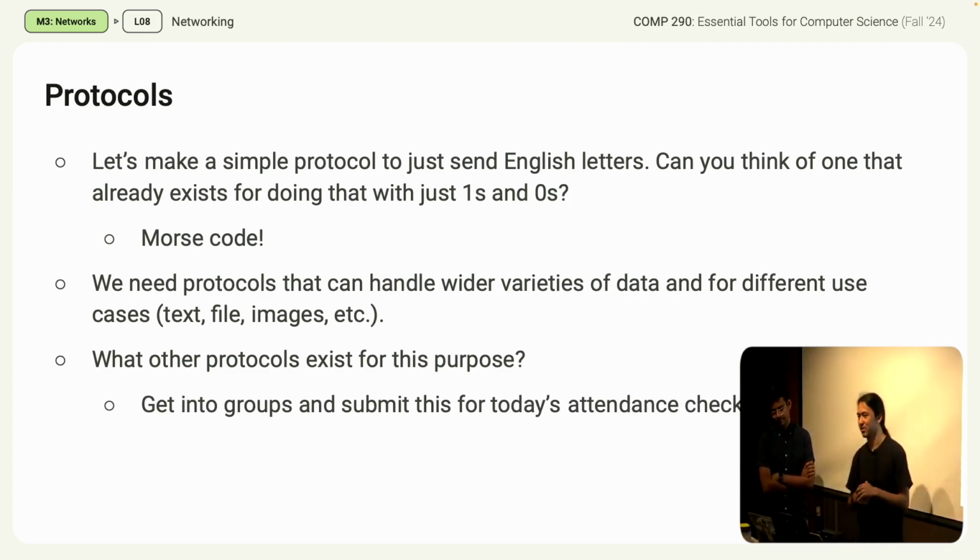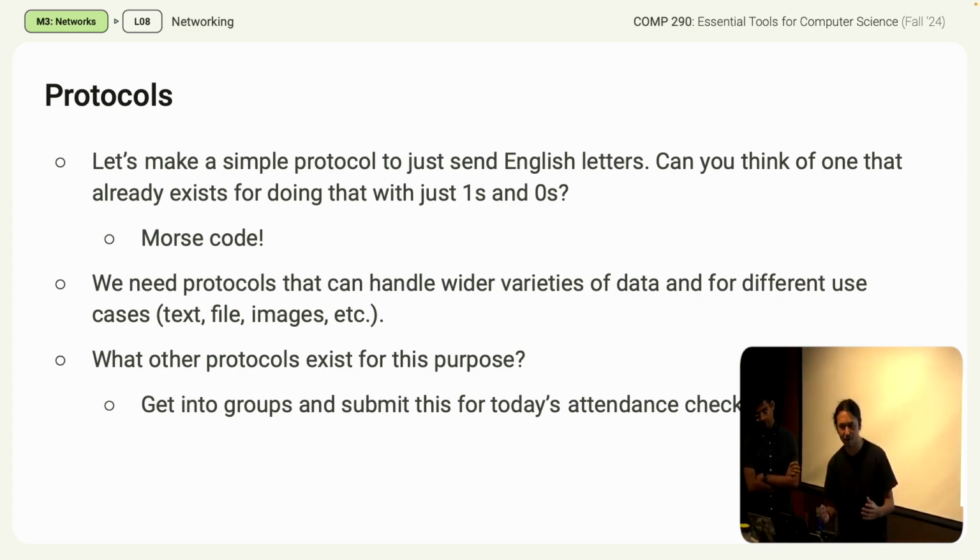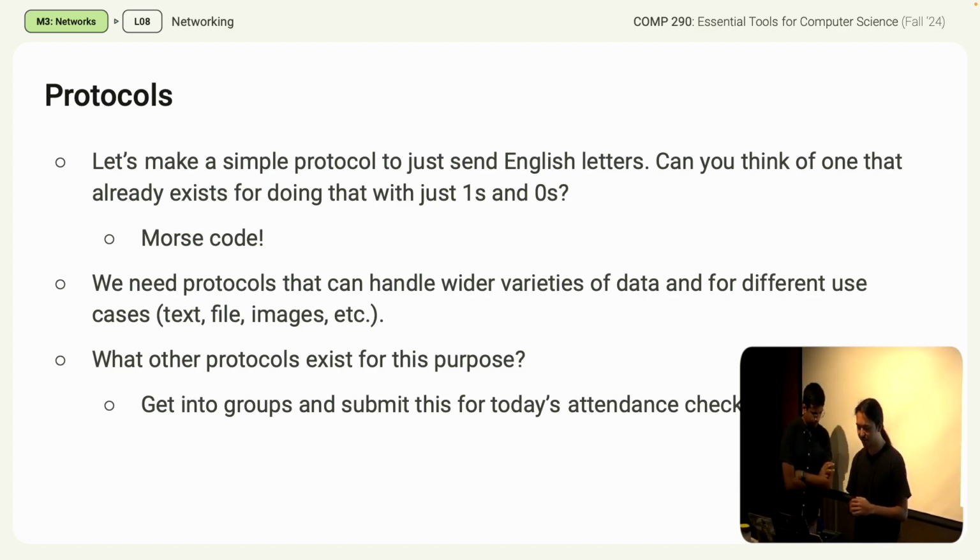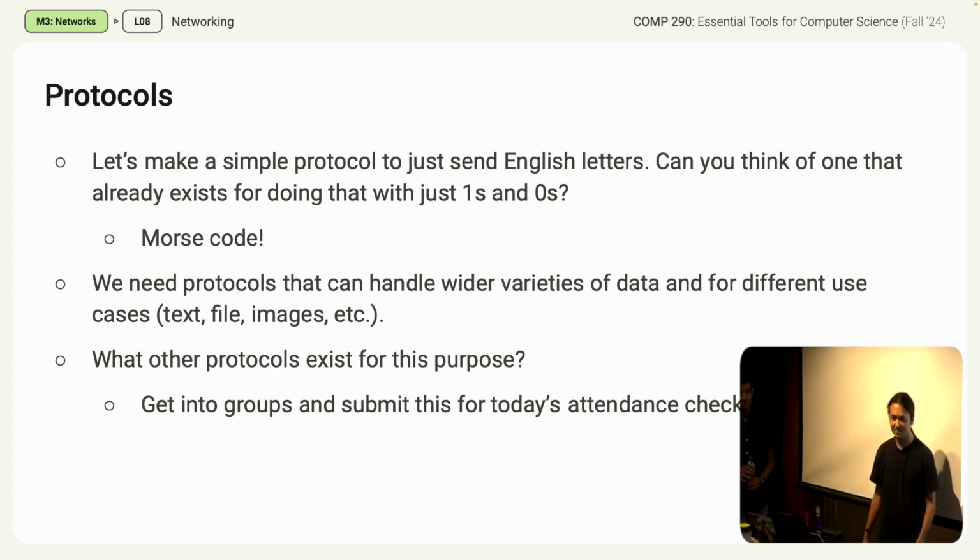And this is actually going to be your group activity today. I want you guys to get into groups and look up what other network protocols exist, what they are for, and submit this in the Gradescope assignment here. So talk to your neighbors around you, try and find one that you think is interesting, and then just outline that in Gradescope.